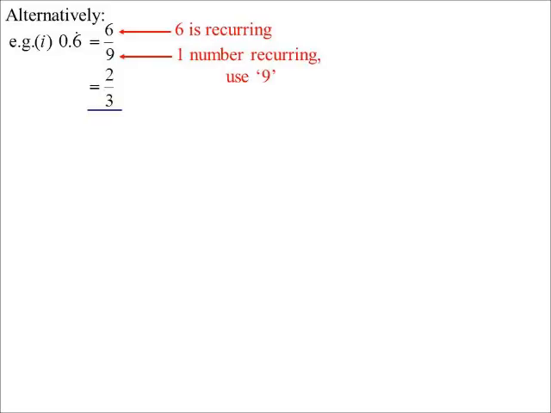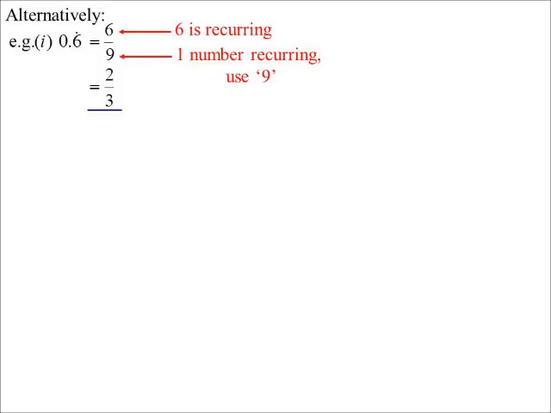0.6 repeater, you'll recall, turned out to be 6, and 6 was the number that was recurring, and it's over 9. So there's one number recurring, so I'm going to use 9. This is the pattern. What it means is, whoop, there you go, 2/3.